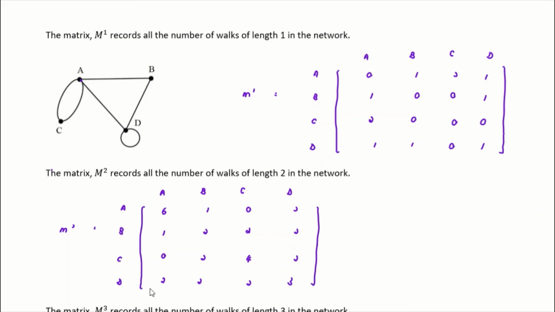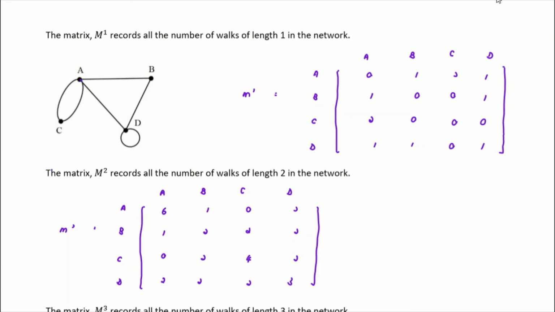So what does this indicate in this question? You see, when we write M squared, it records all the number of walks of length 2 in the network. So what does that mean? For example, let's start from AA. You can see there's a number 6 here. It actually means that there will be 6 walks of length 2 that allow you to travel from A to A. So how do you know that is correct or not?